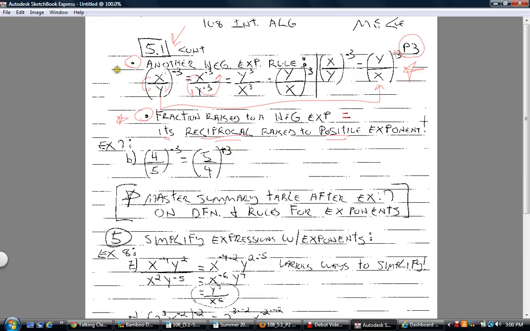So let's go ahead and keep cruising here and look at example 7. And what do you have here? Here's an illustration of a fraction raised to a negative exponent. Write the reciprocal, change the sign to positive, and you're done.